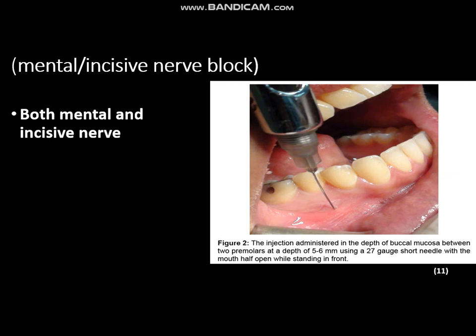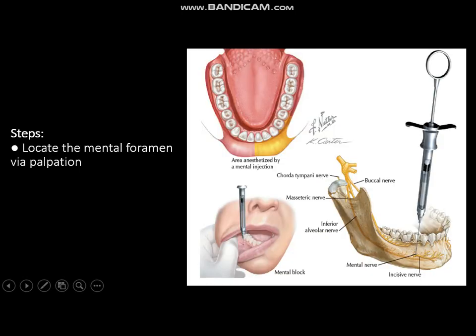So the mental and incisive nerve block technique could be used as an alternative technique to the inferior alveolar nerve block in providing anesthesia to the mandibular premolars. The mandibular premolars get their innervation either through the undivided mandibular nerve or through the incisive nerve. Now we have the steps for this technique.